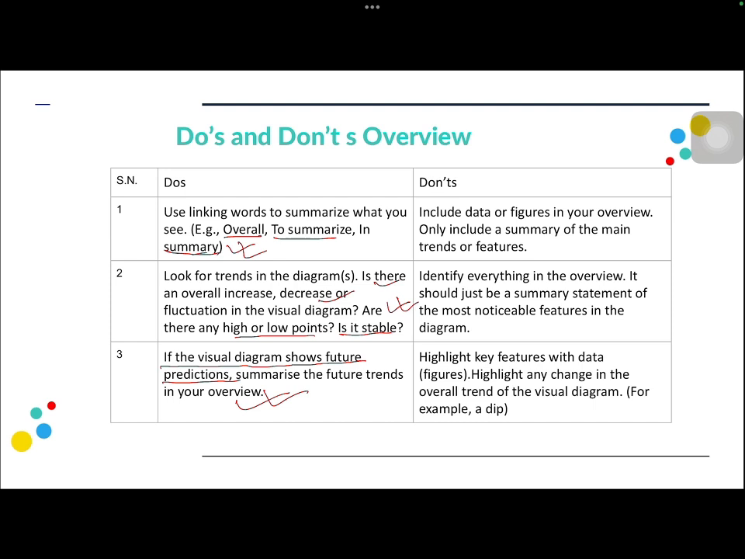As for the don'ts, do not include data or figures in your overview, only include a summary of the main trends or features. So this is something that we have just discussed. Do not identify everything in the overview. It should just be a summary statement of the most noticeable features in the diagram.